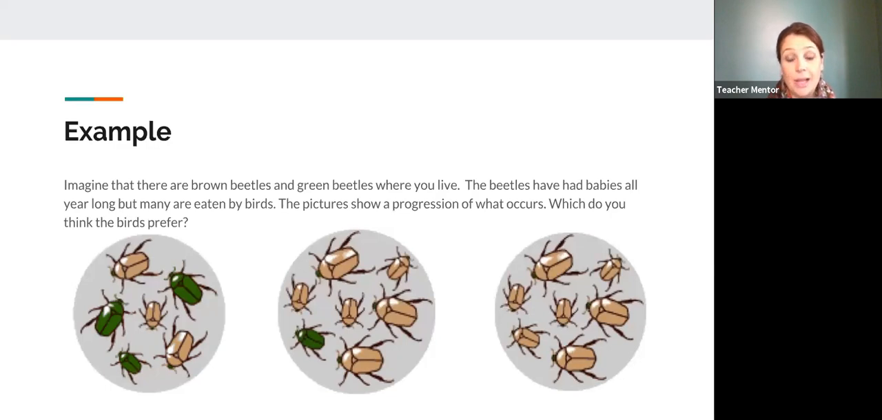The circle on the left is early on in the year, and the circle on the right would be toward the end of the year after the birds have eaten. So which color of beetles do you think the birds would prefer?